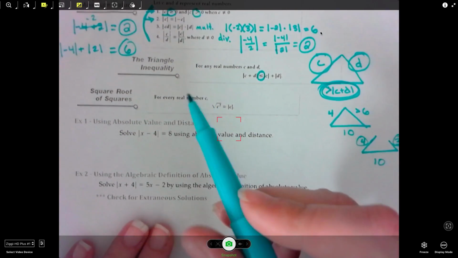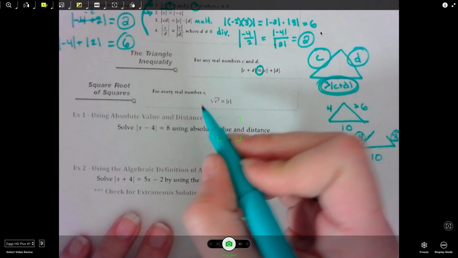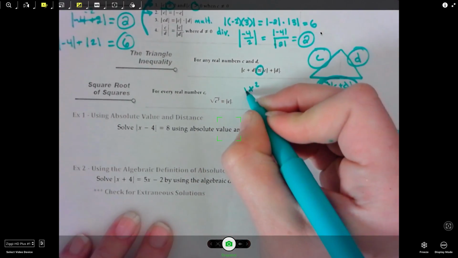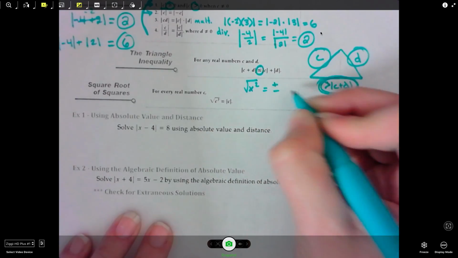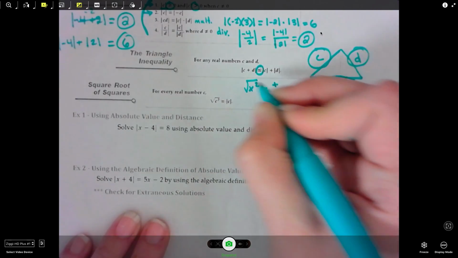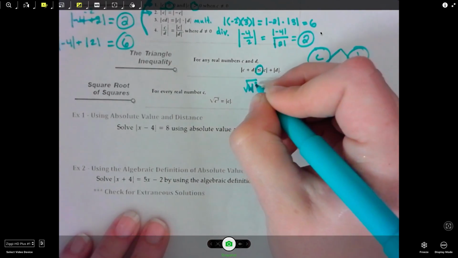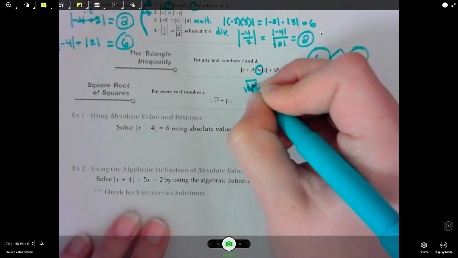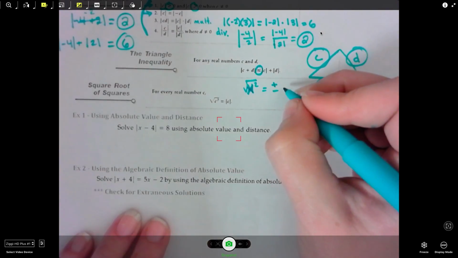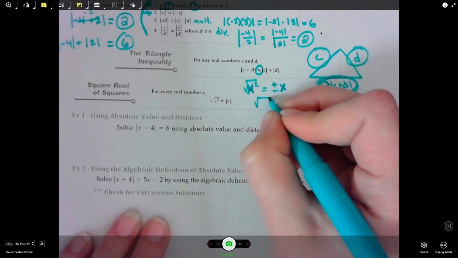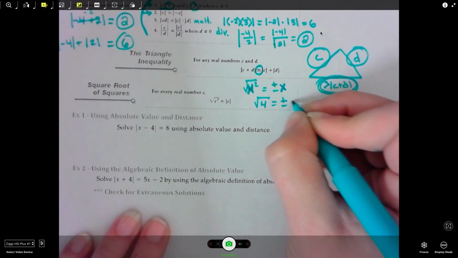The square root property says if I take a square root, normally we think of the square root of x squared as being positive and negative, whatever that value is. So the square root of 4 is plus and minus. The square root of x squared is positive and negative, whatever that x is. So the square root of 4 would be positive and negative 2.